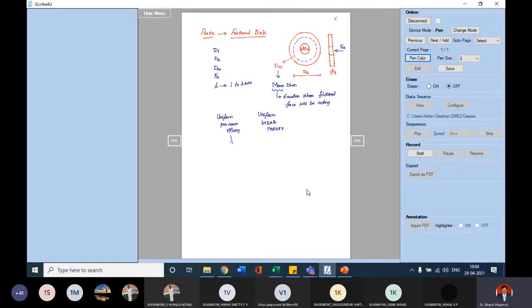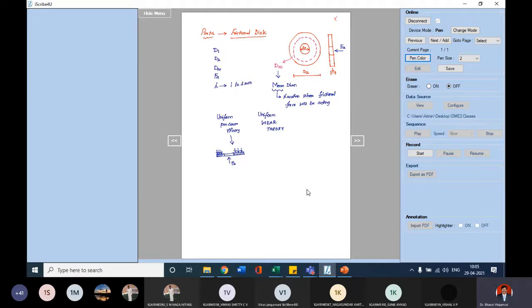Now the uniform pressure theory says the entire clutch surface is exactly flat, and the pressure I am going to apply, once you have applied a force Fa, is applied from the flywheel on the other side of the clutch. This pressure applied by the flywheel is very much uniform because the surface is very flat. When will the surface be flat? When there is a new clutch.